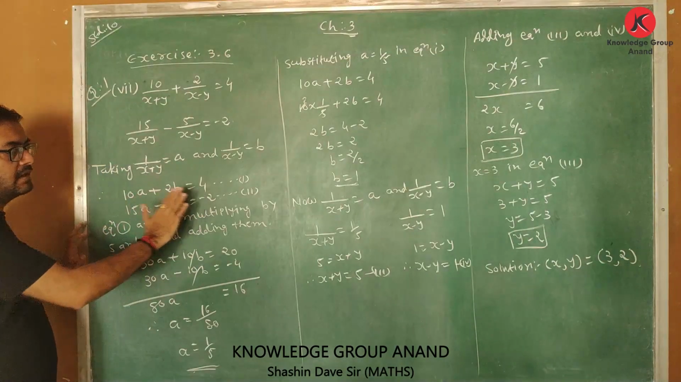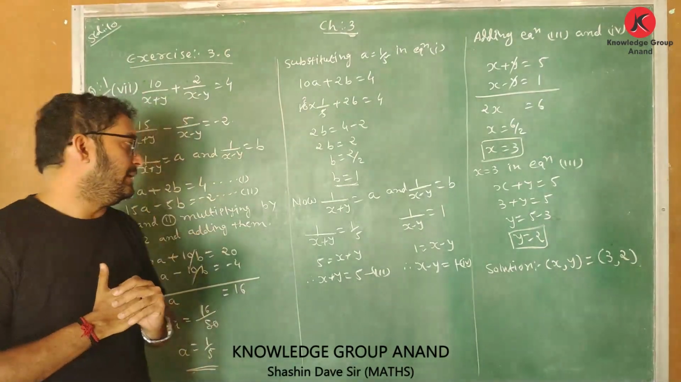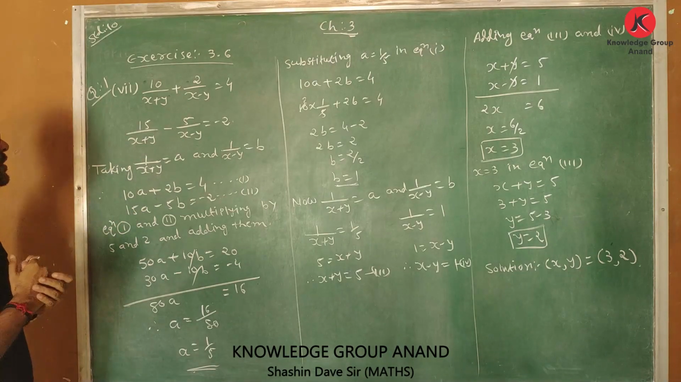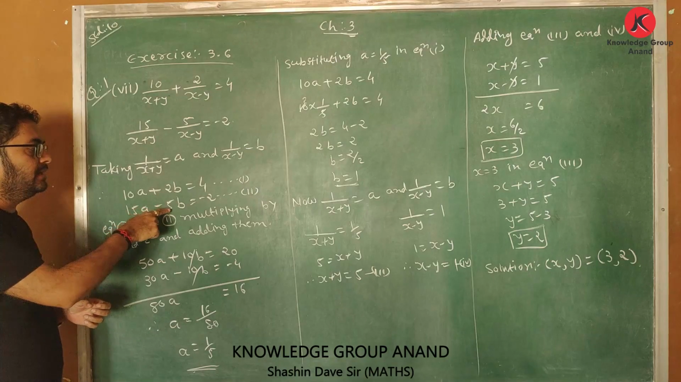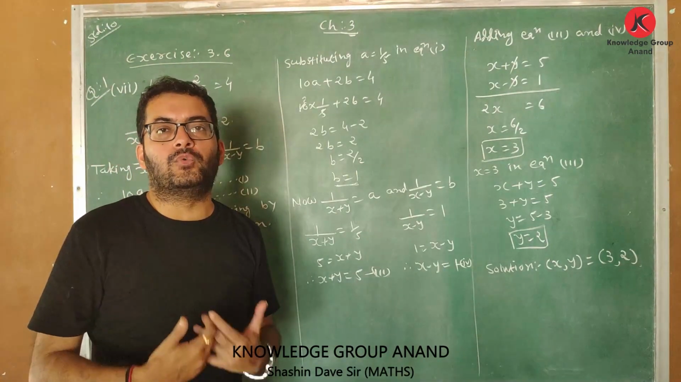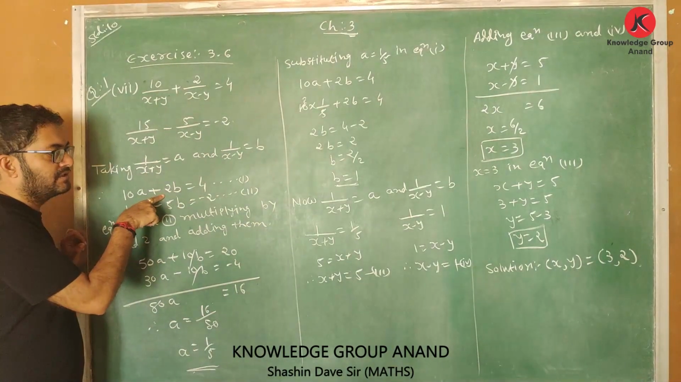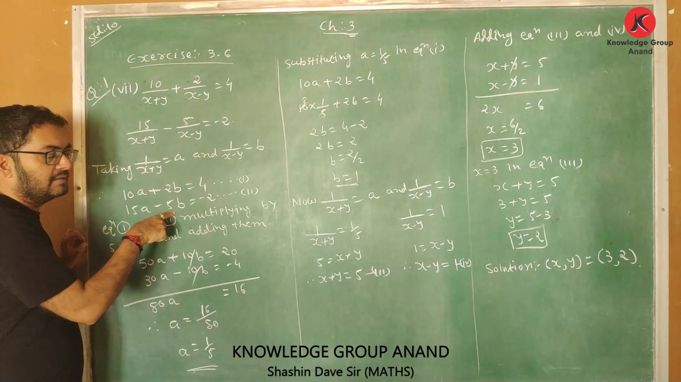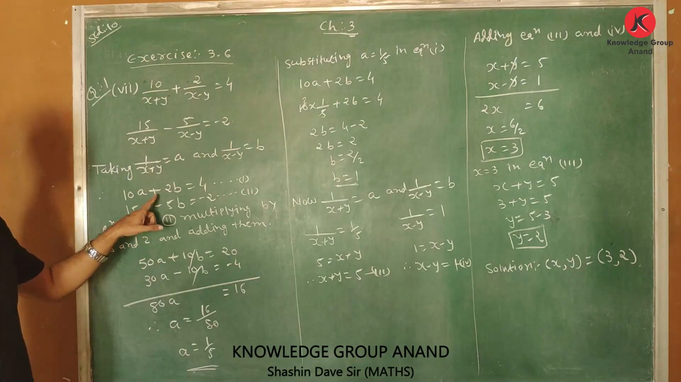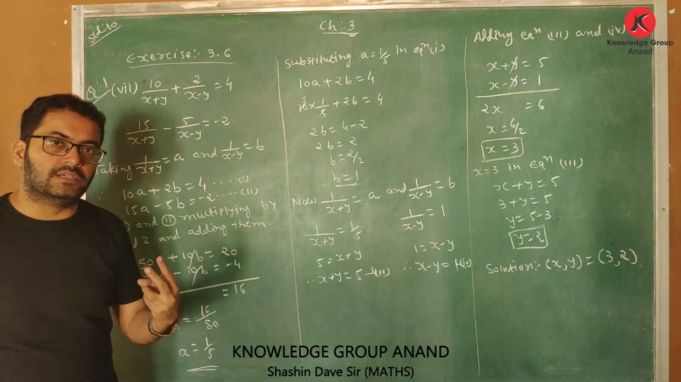Okay, so now as our terms became simple, I will try to eliminate either a or b. Suppose I want to eliminate b. Here I am having 2b, here I am having minus 5b. So when you take the LCM of 2 and 5, you will find 10. If I want 10b over here, this equation should be multiplied with 5, and if I want 10b over here, I have to multiply it with 2. So I will multiply the first equation with 5 and the second equation with 2.